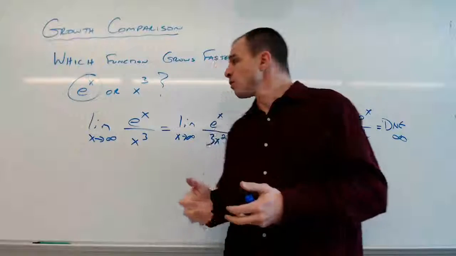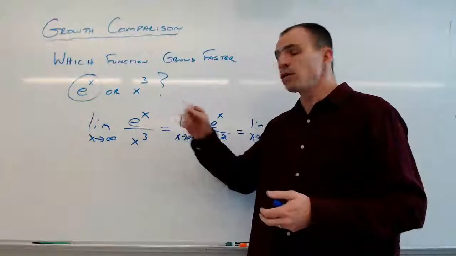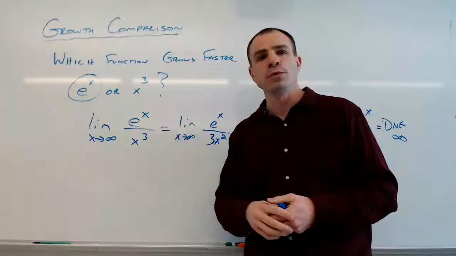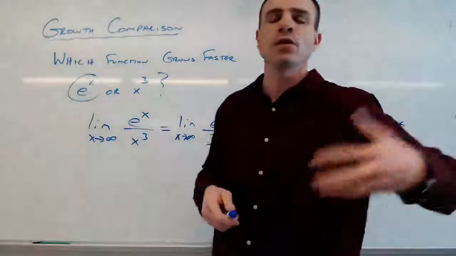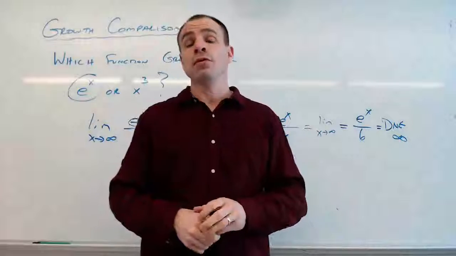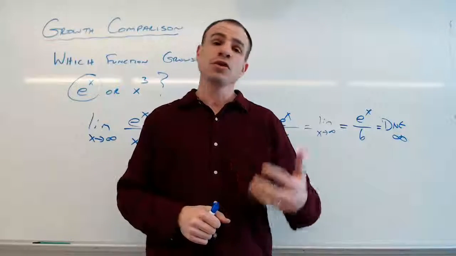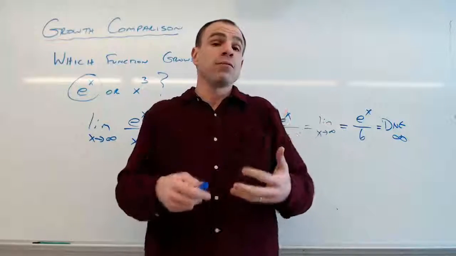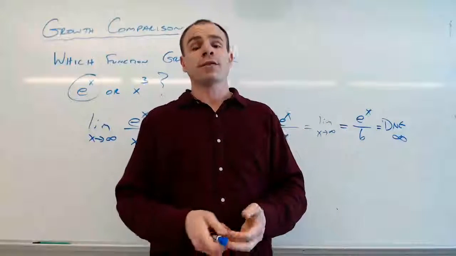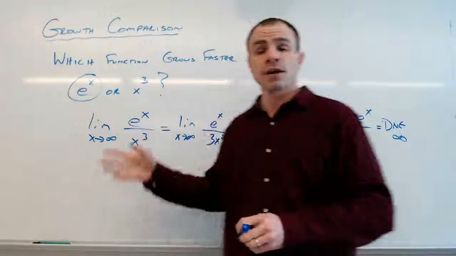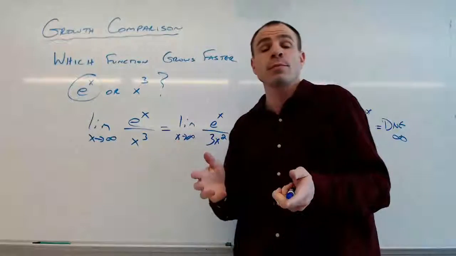Even when we're comparing e to the millionth power over a million cubed, we can see what's going to happen. e to the millionth power is going to be much larger. Exponential functions in general, whether it's e to the x, 2 to the x, 3 to the x, whatever, will grow faster than polynomials. And this verifies this. It doesn't really matter what the polynomial is.